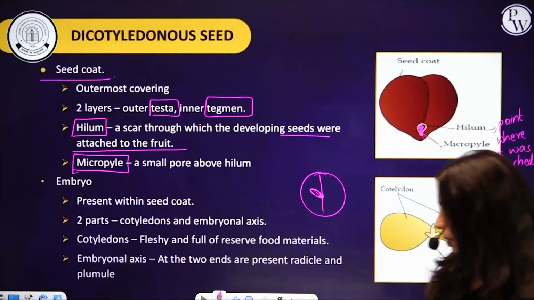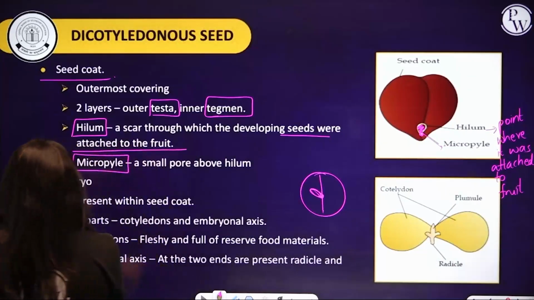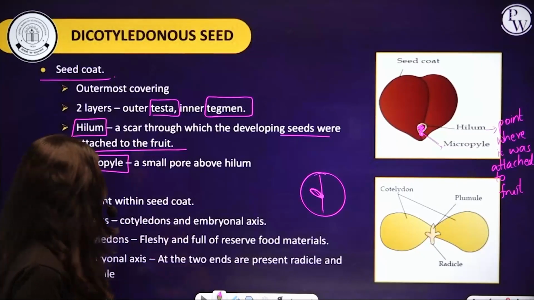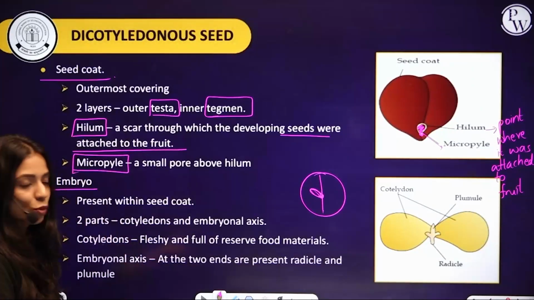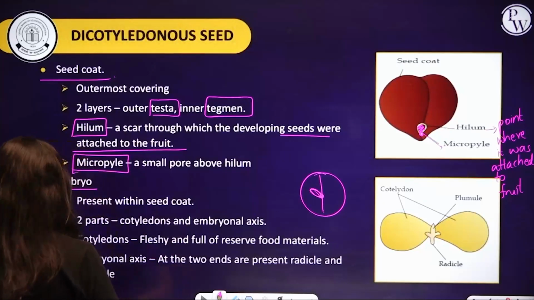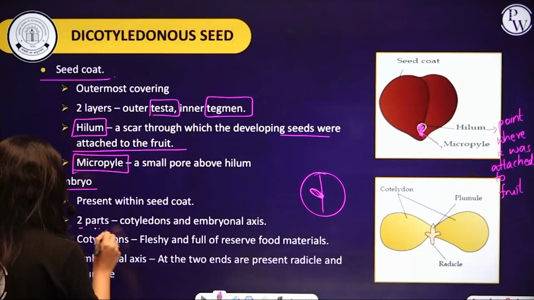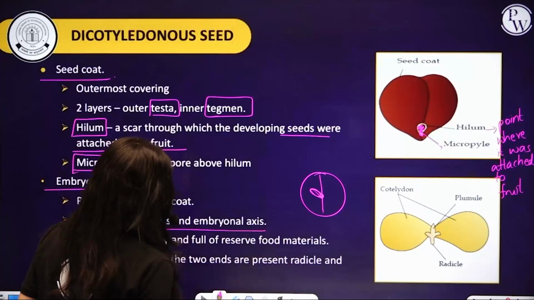Now let's talk about the embryo. Embryo is one of the things that is present within the seed coat. The other thing is the endosperm. First we learn about embryo, then we'll move on to endosperm. Okay, so embryo has two parts, cotyledons and embryonal axis.